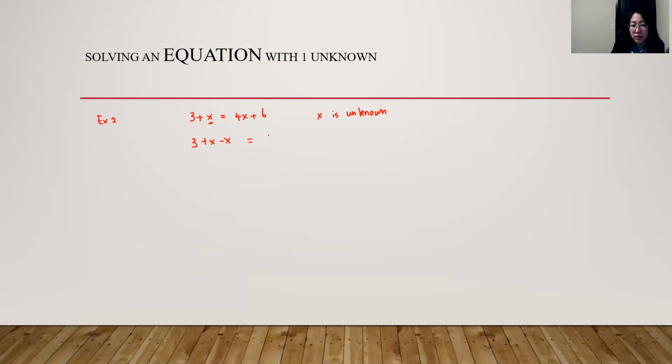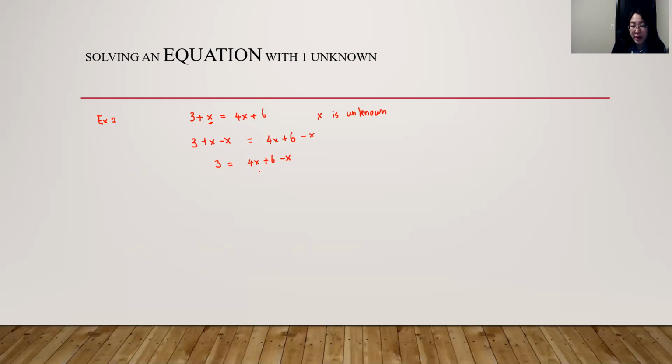Right-hand side of the equation is 4x plus 6 minus x. We're going to find x minus x is 0. We get rid of x from the left-hand side of this equation, so it just has 3 on the left.